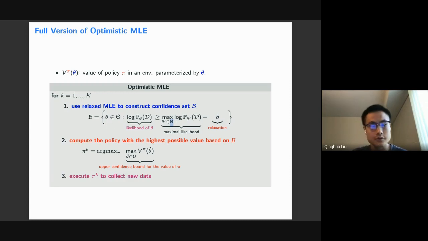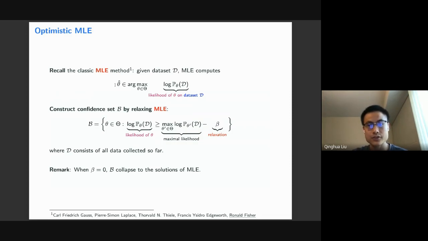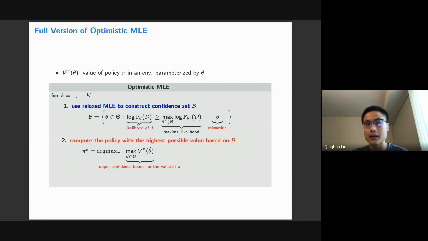So how is this relaxation helping? Okay. So let's go back to the original MLE approach. The original MLE method picks a single point estimate, theta hat. And in most cases, with high probability, this theta hat will not equal your ground truth parameter, theta star. However, if we relax MLE a little bit by defining our confidence set in this way, we can prove with high probability the ground truth parameter theta star will lie inside this confidence set B. And if this confidence set B contains the ground truth parameter theta star, we can guarantee optimism. Because if the true parameter theta star is not inside your confidence set, it's impossible for you to construct a feasible confidence interval for each policy.